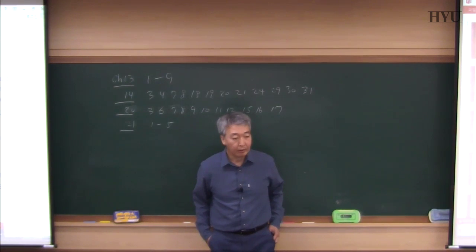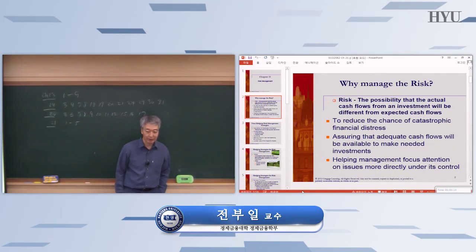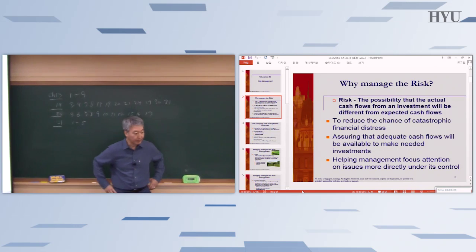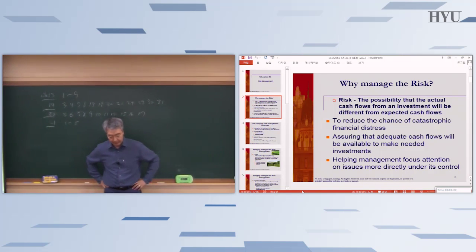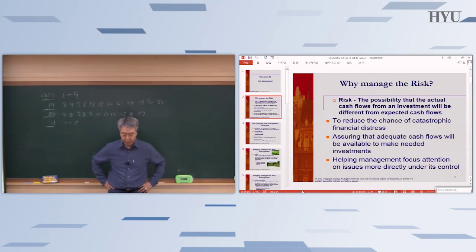And risk, what is risk in finance? Uncertainty, yes, right? So here, if you read the definition of risk, we're talking about another uncertainty, right? It's a possibility that actual cash flows from an investment will be different from expected cash flows, right? So that's another uncertainty here. So in businesses, in finance, we can try to manage this kind of risk using certain techniques.